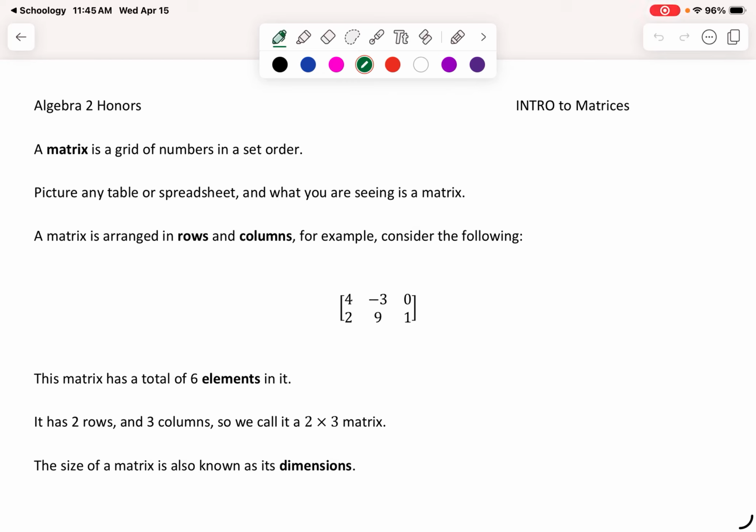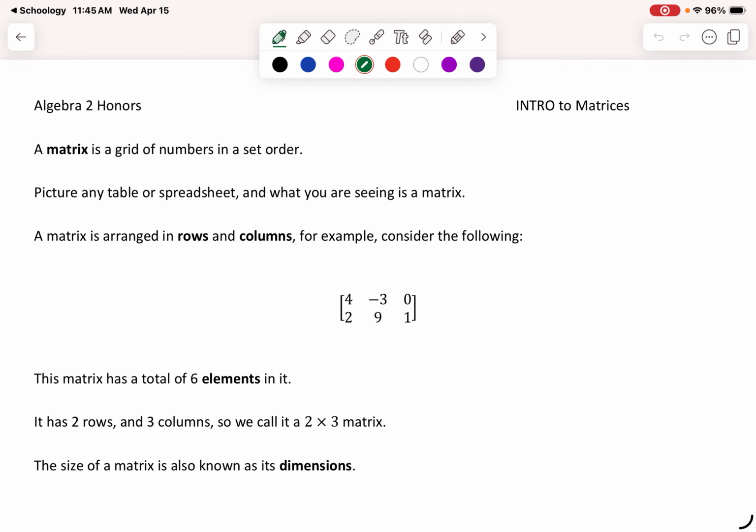All right, welcome to our matrix introduction. So this is an introduction to matrices. Here we will learn what a matrix is, the proper terms to use when referring to a matrix, and how to add, subtract, multiply by a scalar, and multiply matrices. All those things in this one video.